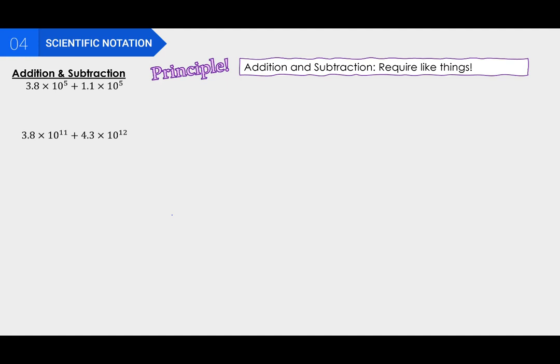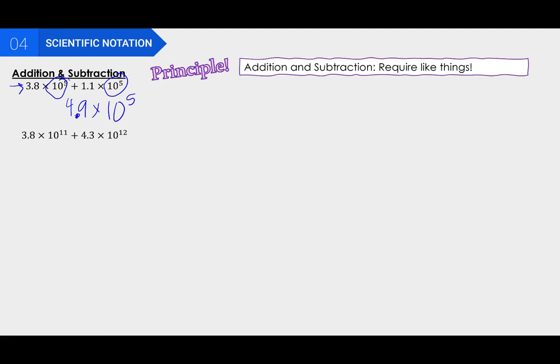So if I'm looking at this first addition problem here, 3.8 times 10 to the 5th plus 1.1 times 10 to the 5th, those are like things, right? They are both 10 to the 5th. So I can just add those, no problem. 3.8 plus 1.1, I get 4.9, and I keep my times 10 to the 5th.